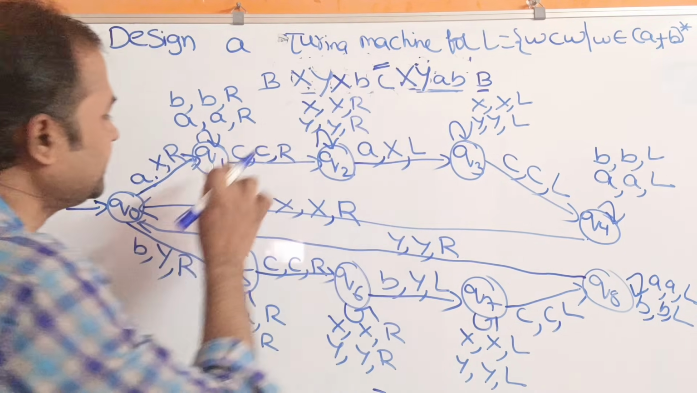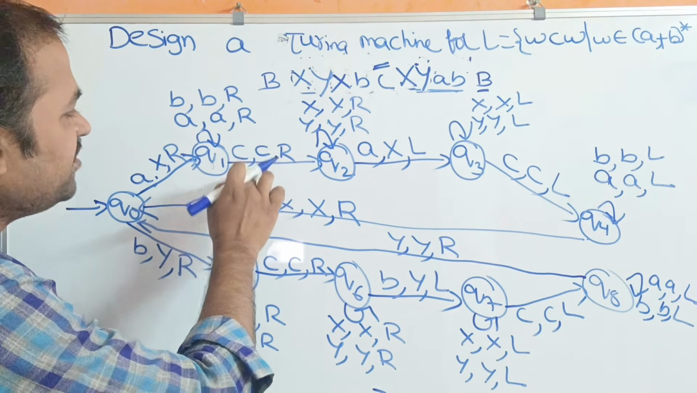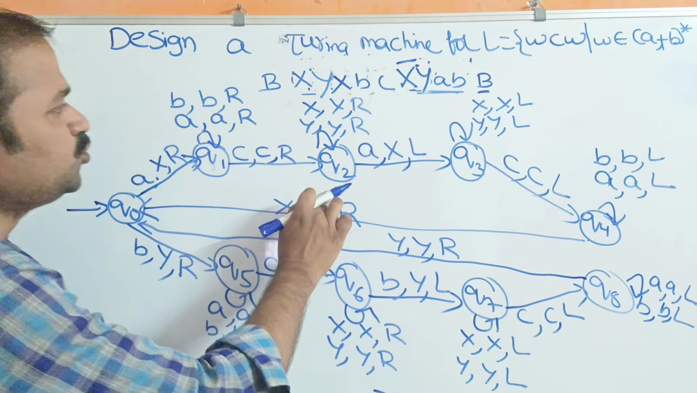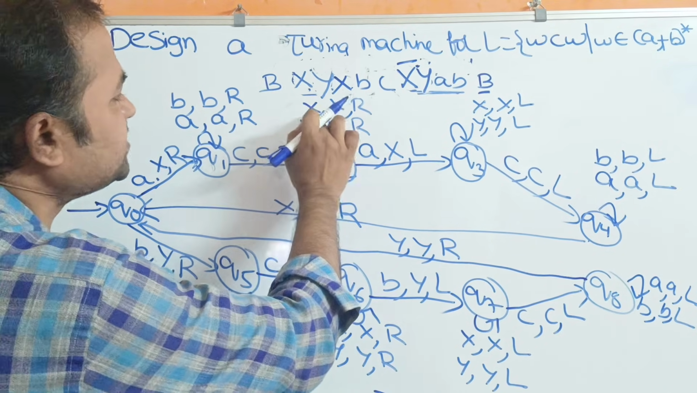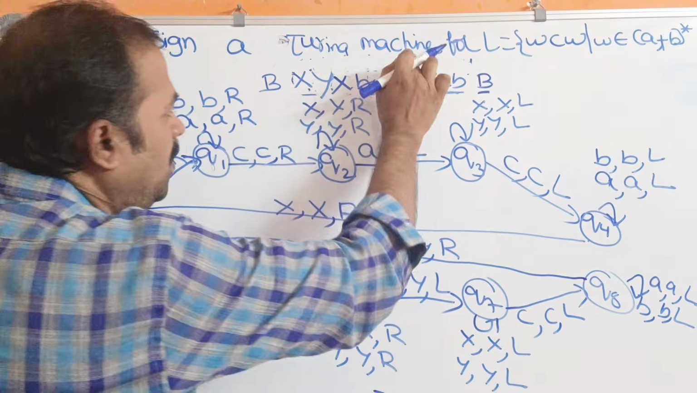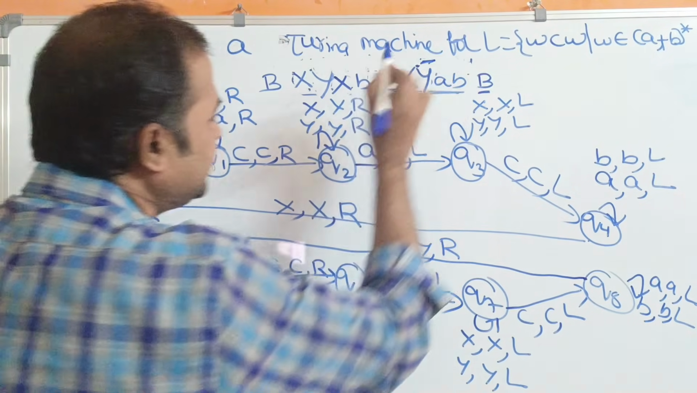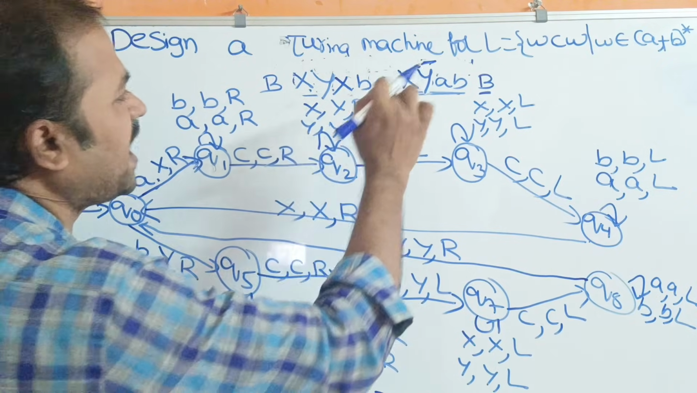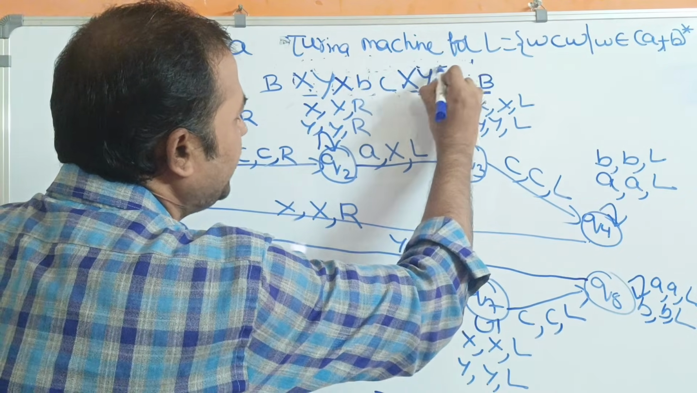So now we are at C. C on Q1 means it will be C only, but move the head towards the right. So now we are at Q2. Q2 on X means it is X only, but move the head towards the right. Y on Q2 means we keep it as Y only, but move the head towards the right.